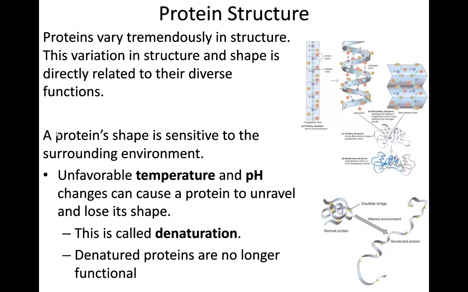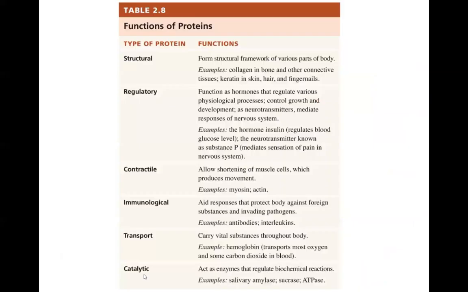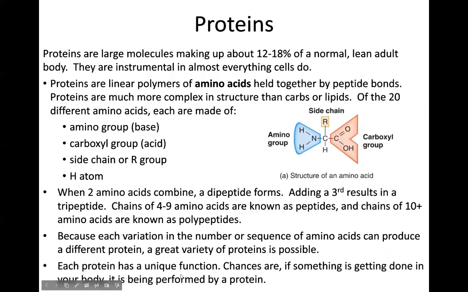Its environment surrounding it, specifically the temperature and the pH of the fluid, can cause it to unravel and lose its shape. Like when a slinky gets a knot in it, that's what we call denaturation. A protein becomes denatured, it loses its shape, and as it says down here at the bottom, is no longer functional. Okay, and what did we just learn?